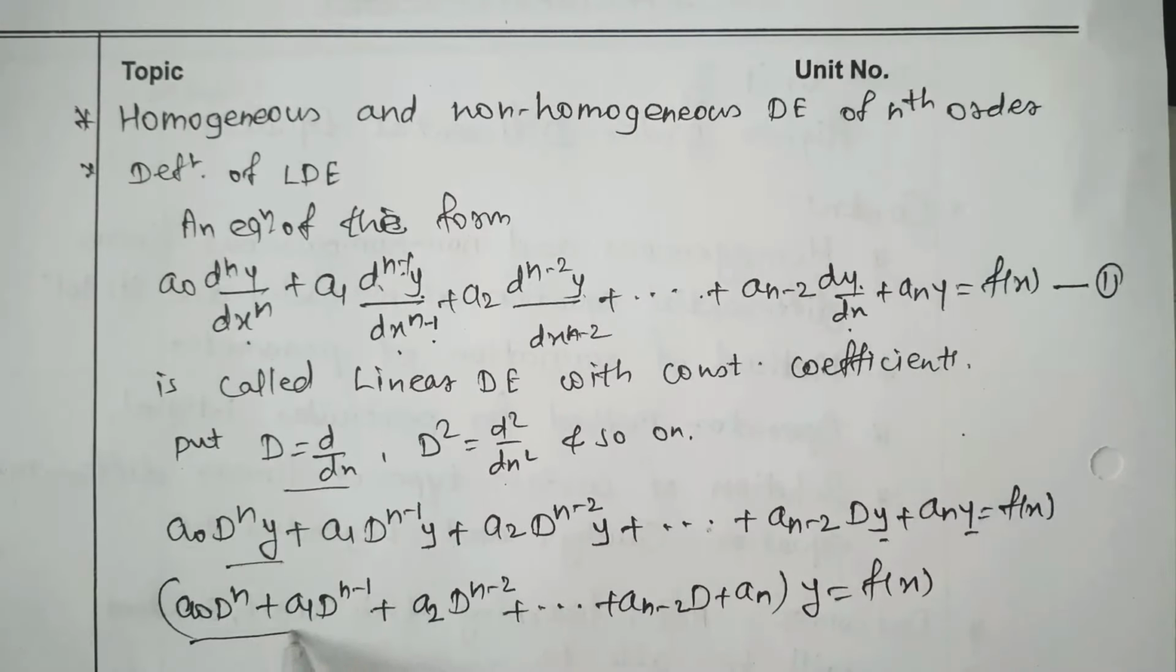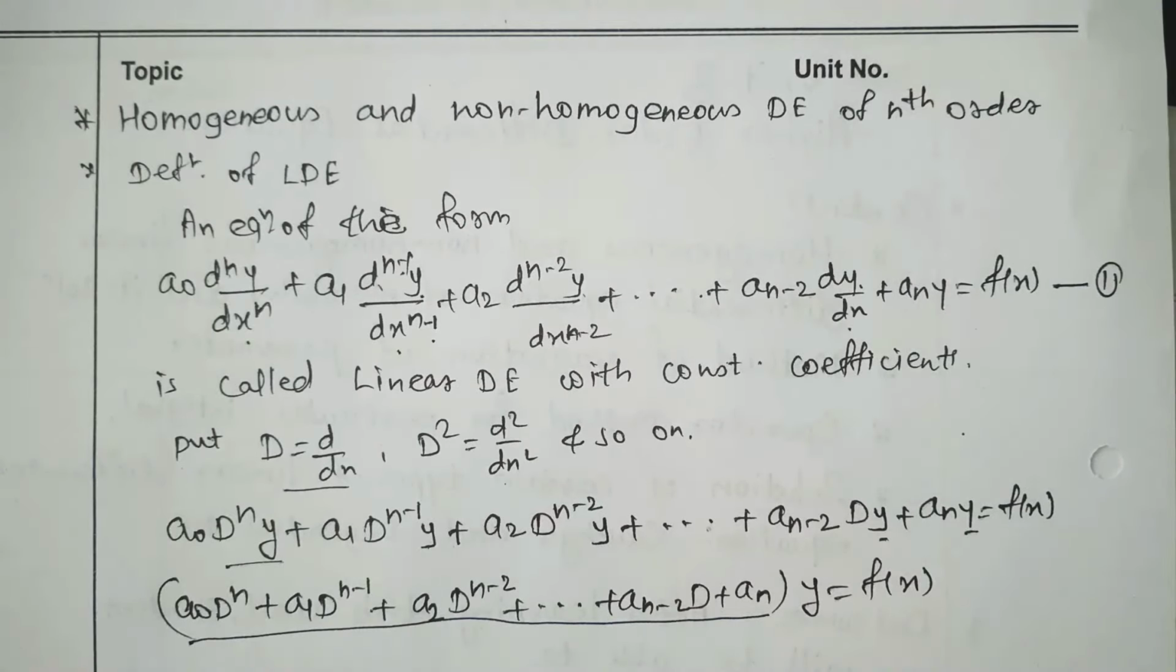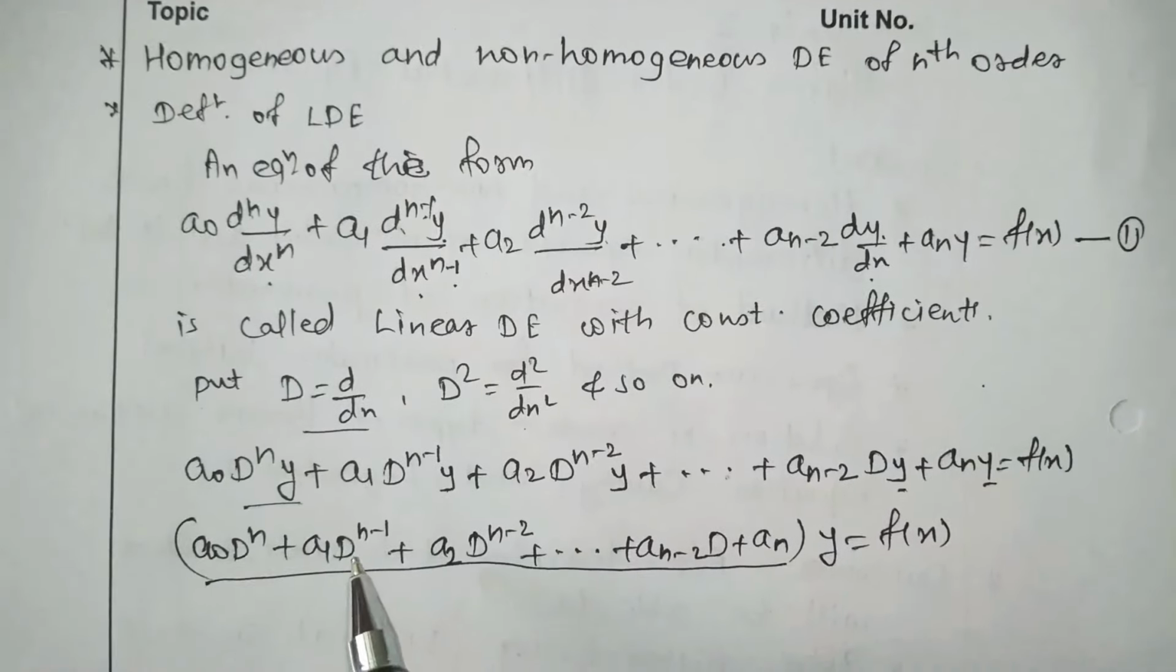Now this bracket term is actually a polynomial in terms of D. That polynomial is a0 D^n plus a1 D^(n-1) plus a2 D^(n-2) plus dot dot dot a(n-1) D plus an. We simply call it a function of D, that is phi of D. We use the notation of a function, that is phi. So phi of D into y is equal to f of x. This is the simplest form to write a linear differential equation with constant coefficients.